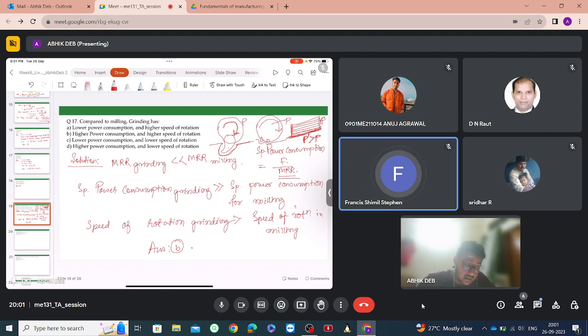Yes, sir. The thing is that if the same workpiece is being machined to the same depth by both these machines, then the total power required will be much higher for the grinding machine than for the milling machine. If you are using different workpieces, different cutting conditions and different depths, then we cannot compare, right? We can compare one particular parameter only if the conditions are the same. So that is what I'm saying.